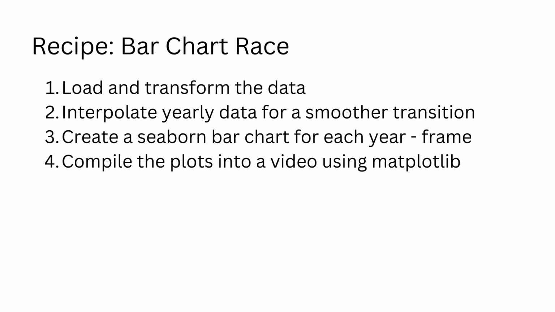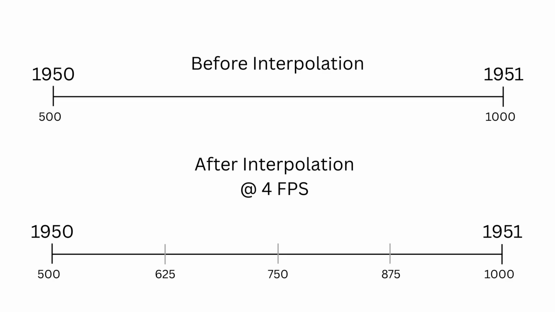So, we interpolate the data between 2 consecutive years. This is how we do it. We create equally spaced data points between the 2 years and add them as individual frames. This ensures that the transition between the frames is smoother. The higher the frame rate, the smoother the transition.